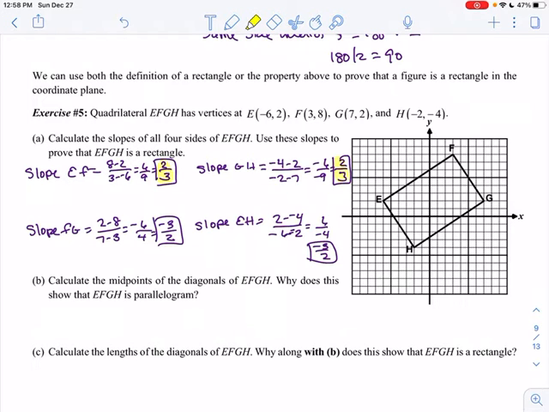Now look at these slopes. Opposite sides have the same slope, and the sides that are next to each other, like EF and FG, those slopes are negative reciprocals. All right, so I know that EF is perpendicular to FG. I know that FG is perpendicular to GH. I know that GH is perpendicular to HE. And I know that HE is perpendicular to EF. Why? Because the slopes are negative reciprocals. Therefore, EFGH is a rectangle.